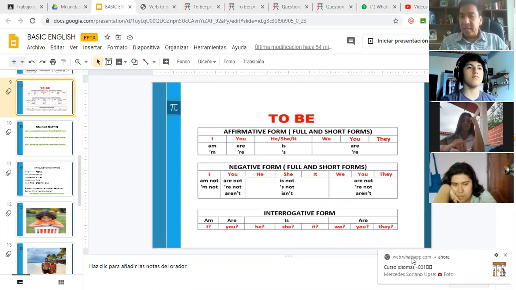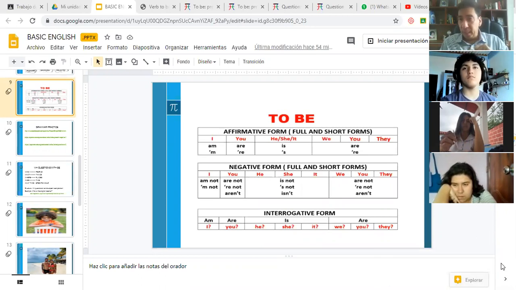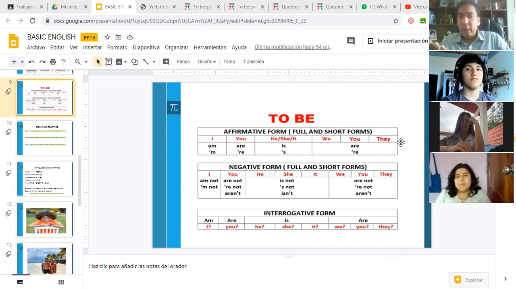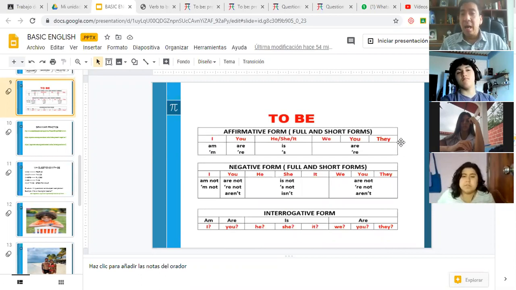Then I said that if you want to make questions with the verb be, you only change the position of the verb and the subject. Now the verb is first. And don't forget the question mark. This is the question mark because it is a question, okay? So the interrogative form will be like this. Am I? Are you? Is he? Is she? Is it? Are we? Are you? And are they? As you can see, I only changed the position of the verb. That was it. Eso fue todo, ¿verdad?